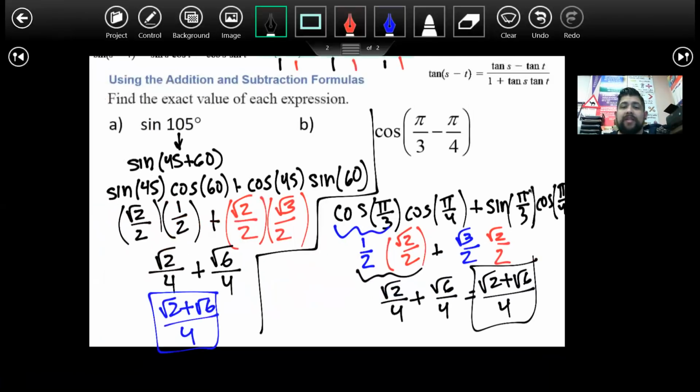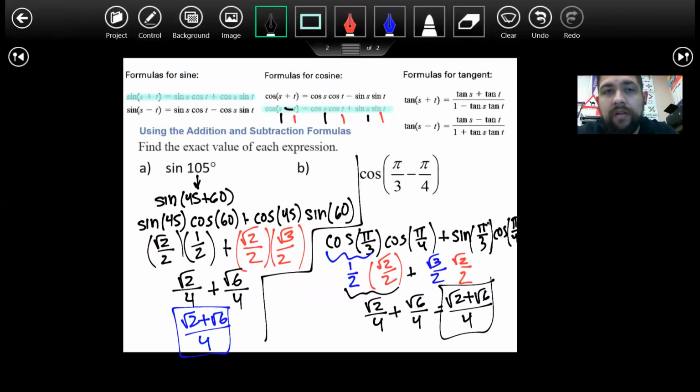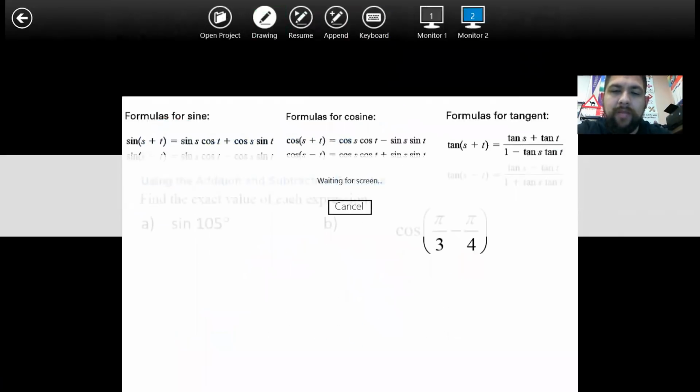So this is the methodology of what you want to be able to use and solve when using these types of formulas. So the addition and subtraction formulas are applied to these types of problems. Find the exact values of the expression. So we're going to use that for these, okay? So you can pause it, go back. We're going to keep on moving along here.